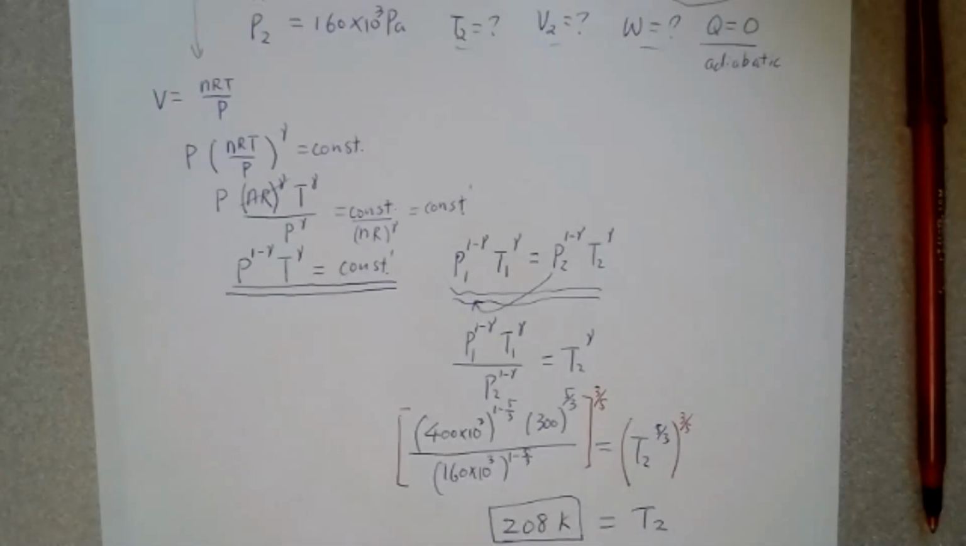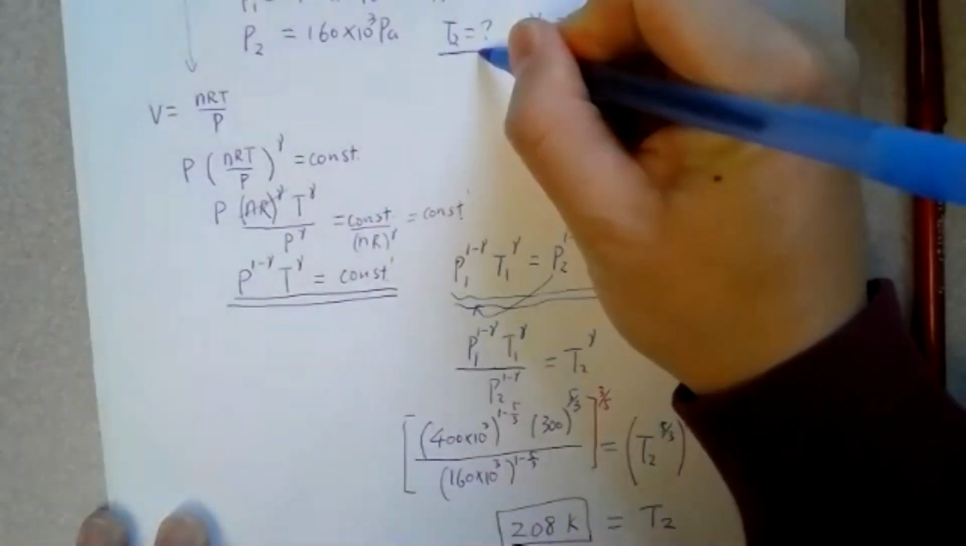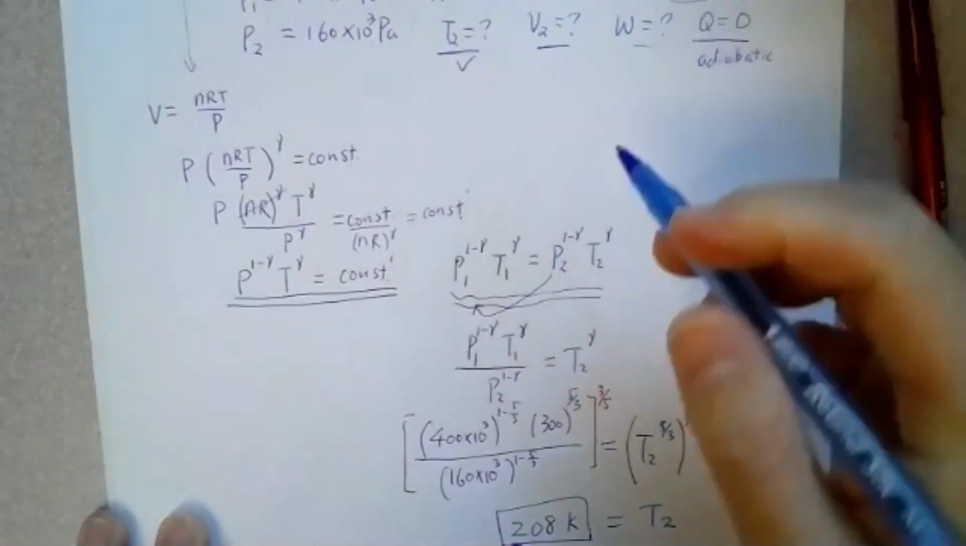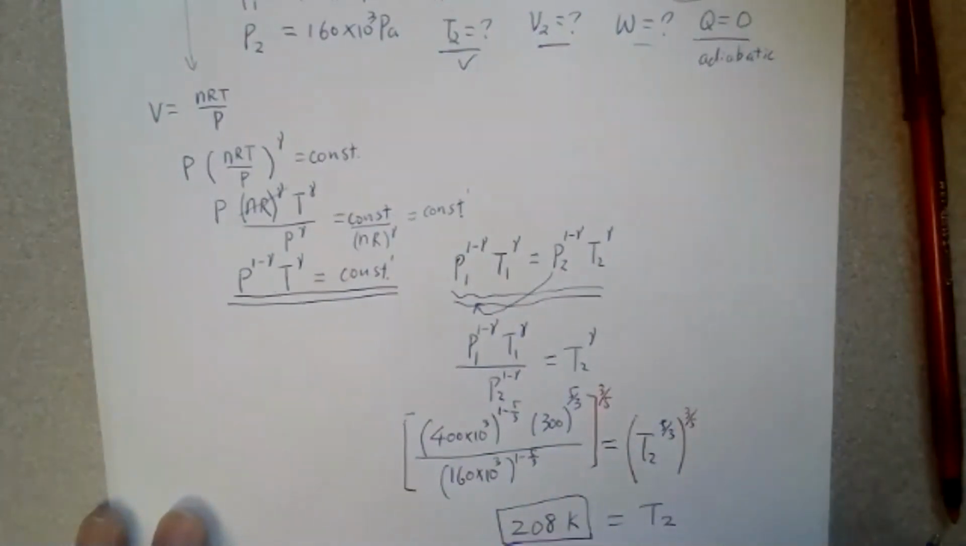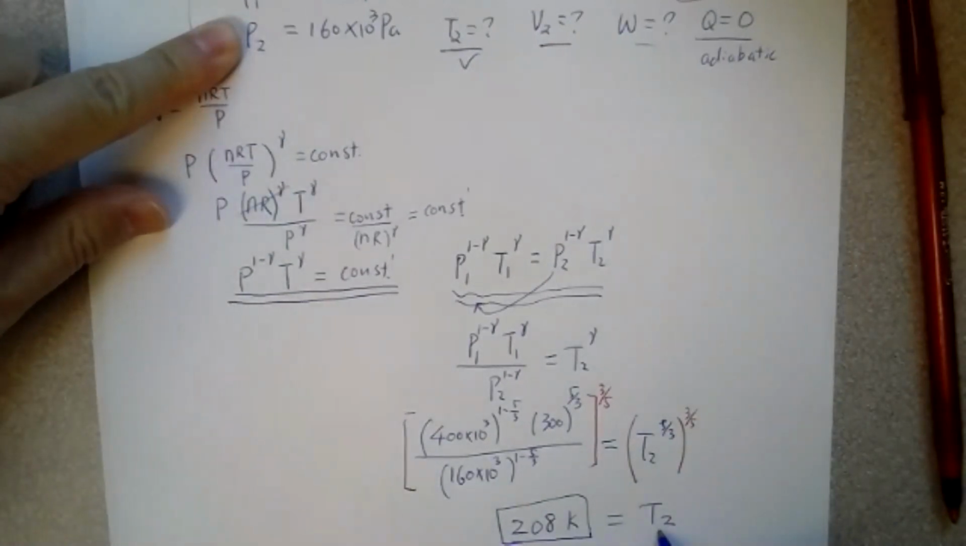All right. So if that's clear to you, then we have solved for T2, okay? Now let's check on V2, because we know T2, and P2 is given. So then we can use the ideal gas law, PV equal to nRT.